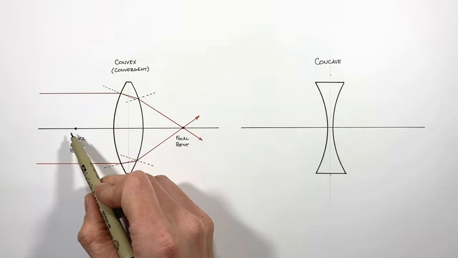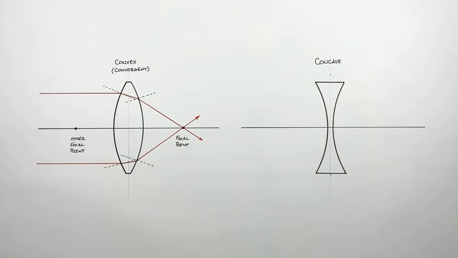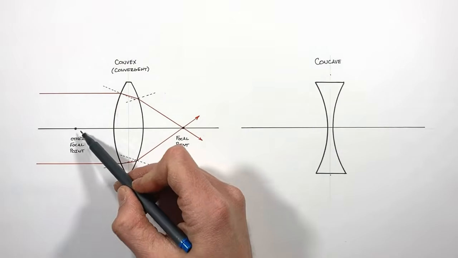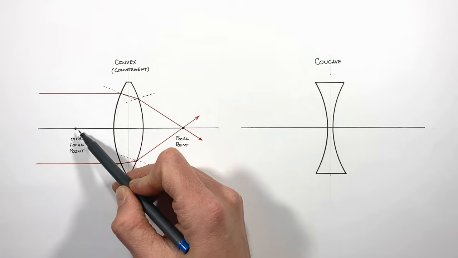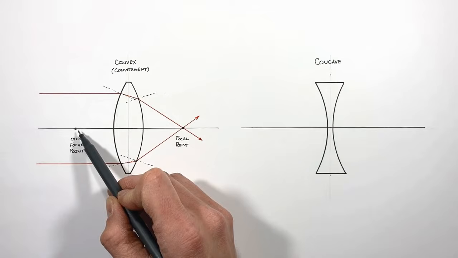And those two focal points are both equidistant, the same distance away from the middle of the lens. And we can use this other focal point to our advantage in ray diagrams by understanding exactly what it is that light which travels through this focal point will do.